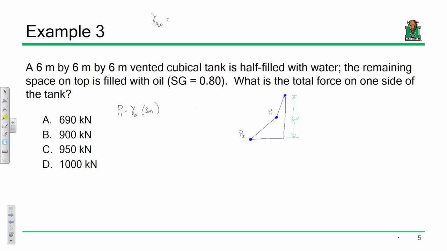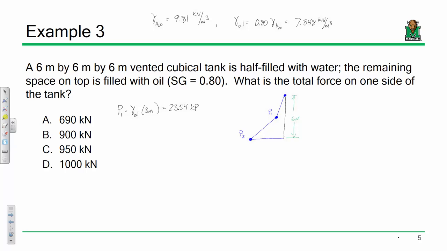Well, we can do 9.81 kilonewtons per cubic meter, right? Okay. Now, what's the gamma for the oil going to be? How are we going to do that? So 0.8 gamma H2O. And what does that come out to be? 7.848. Everybody okay with that? So if I take that gamma times 3 meters, what do I get? Say it again? 23.54. So 23.54 what? Kilonewtons per meter squared, which is kilopascals.